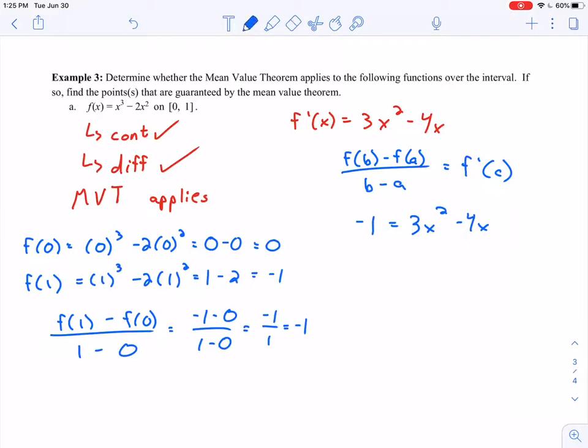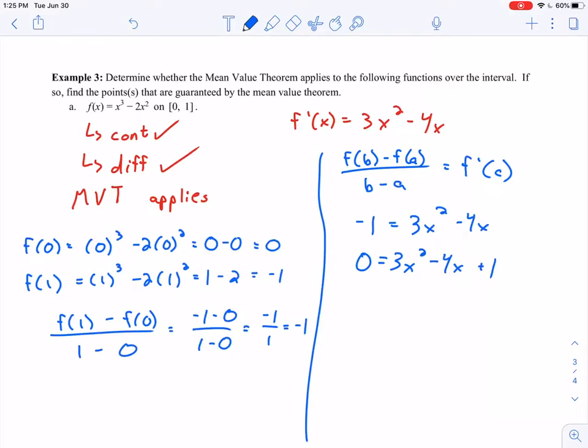And I want to solve this equation, essentially. That's the last step here. This is a quadratic equation. It's easiest if I set this equal to 0. So let me section this off. I'm going to add 1. So 0 equals 3x squared minus 4x plus 1.